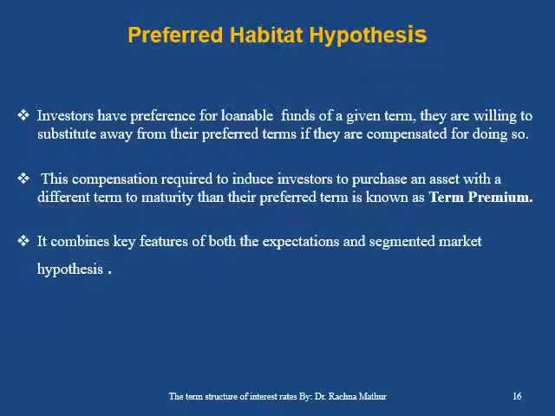Now come to preferred habitat hypothesis. This theory is the combination of expectations hypothesis and segmented market hypothesis. It has key features of both. In preferred habitat hypothesis, investors have preference for loanable fund of a given term. They are willing to substitute away from their preferred term if they are compensated for doing so. This compensation, required to induce investors to purchase an asset with a different term to maturity than their preferred term, is called term premium.